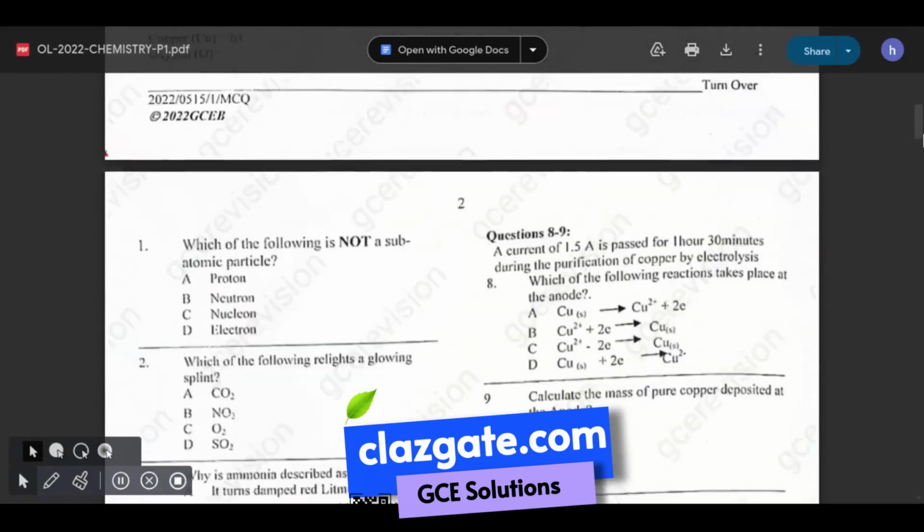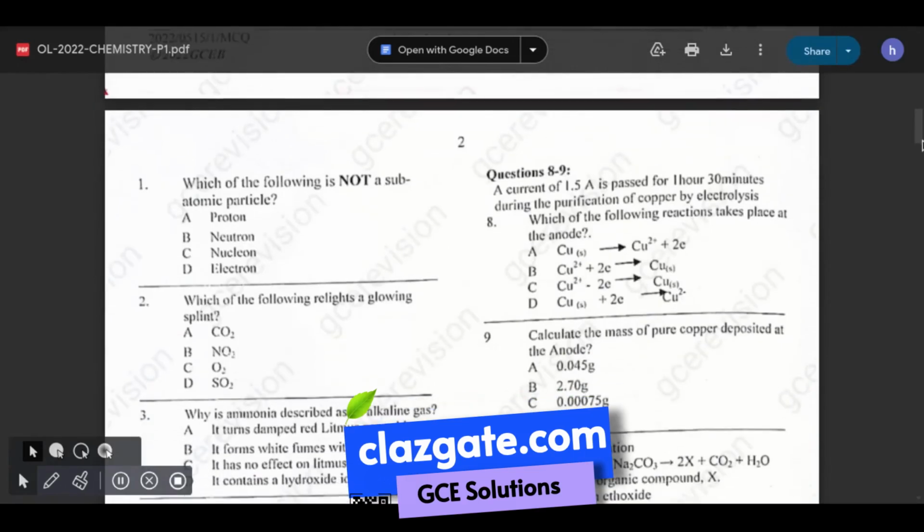The first question is asking, which of the following is not an atomic particle? Keyword here, not an atomic particle. So you know that in an atom, this is the nucleus of the atom. What's in the nucleus? We have the neutron and the proton, and then at the shell we have the electron. Proton, neutron, electron, those are all the atomic particles.